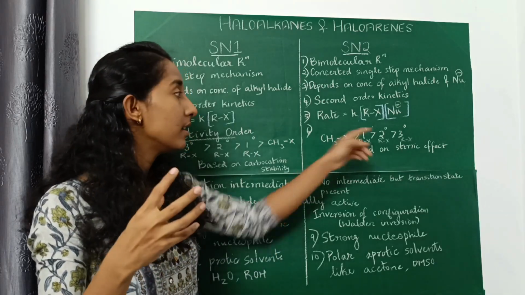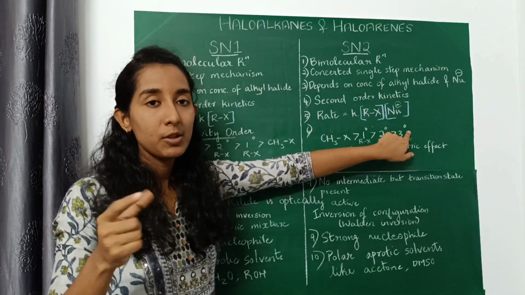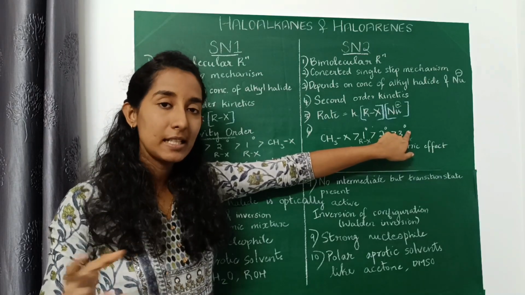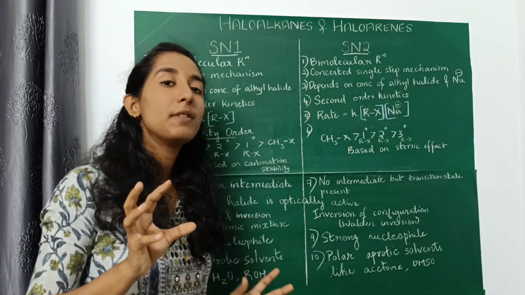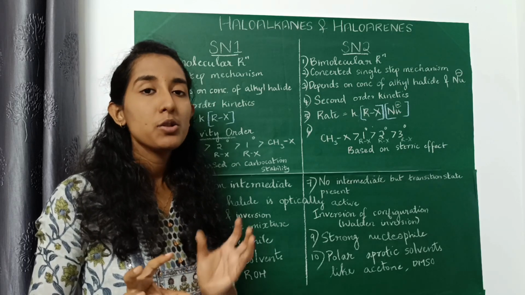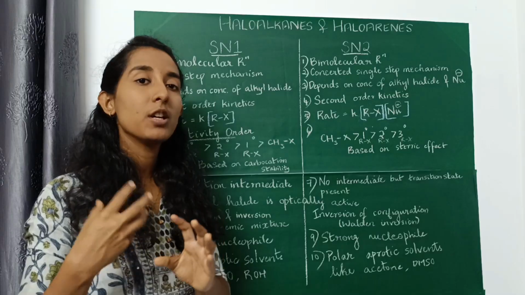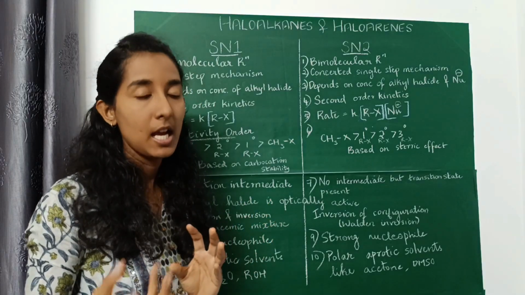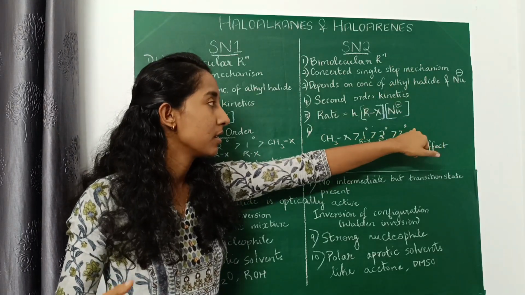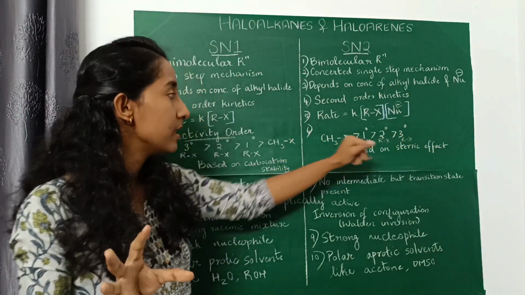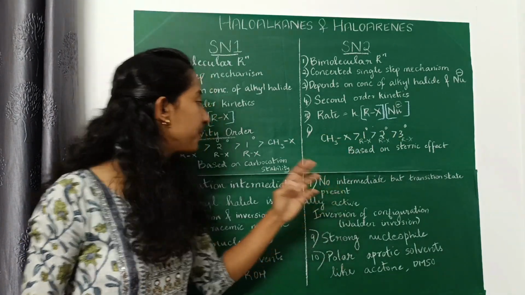If you look at the tertiary alkyl halide, there will be three alkyl groups, so it is bulky. An alkyl group is already a bulky group, so when three alkyl groups are present, there will be bulkiness. It will be difficult for a nucleophile to come and attack, so there will be steric hindrance. Due to this, tertiary alkyl halides are less prone to the SN2 reaction. That is the reason why methyl halide is more reactive towards SN2, then primary, then secondary, then tertiary.